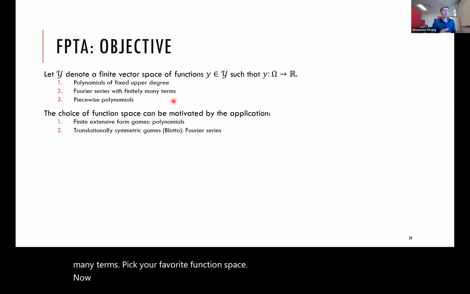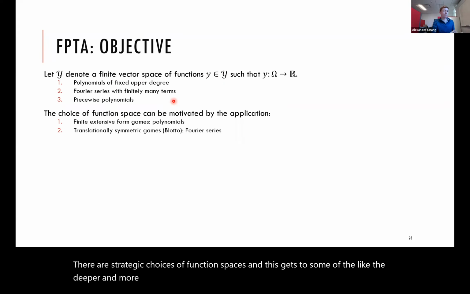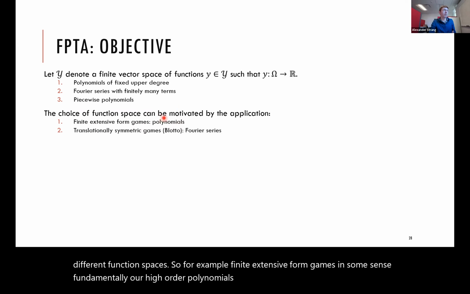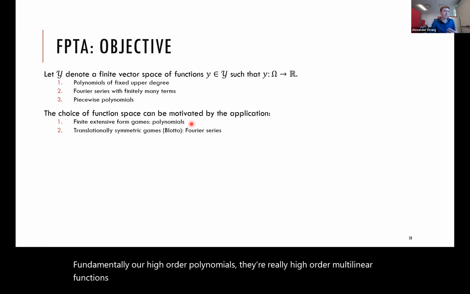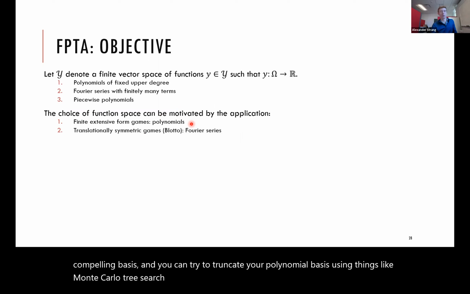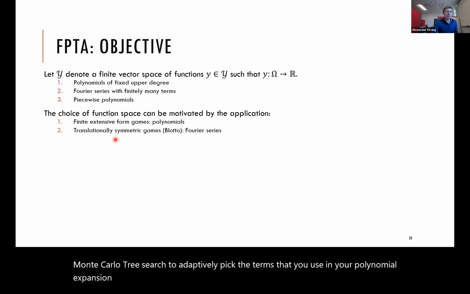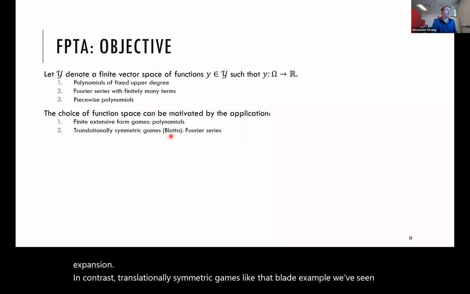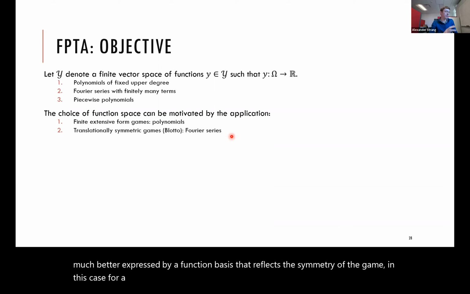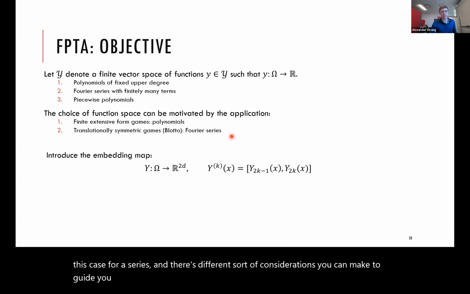Now, note, I say pick your favorite function space. There are strategic choices of function spaces, and this gets to some of the deeper and more nuanced ideas here. Different classes of games are better suited by different function spaces. So for example, finite extensive form games, in some sense, fundamentally are high order polynomials. They're really high order multilinear functions, which means that piecewise polynomials form a pretty compelling basis, and you can try to truncate your polynomial basis using things like Monte Carlo tree search to adaptively pick the terms that you use in your polynomial expansion. In contrast, translationally symmetric games, like that BLOTTO example we'd seen, are much better expressed by a function basis that reflects the symmetry of the game, in this case, Fourier series. And there are different considerations you can make to guide your choice of function basis.